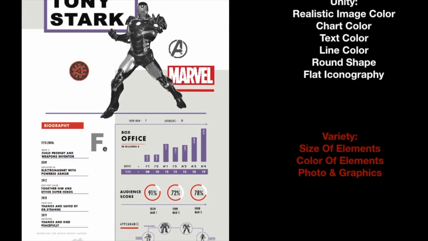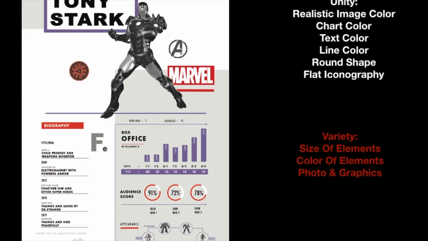Not only do I want to differentiate the two number displays, but also I want to make a balance between them, because the box office had more space than the audience score chart did, so I gave a more eye-catching color to the audience score to try to find a balance between these two displays. Lastly, I chose realistic photos for all of the Tony Stark character images, but for the icons or the maps, I just gave them graphical displays.